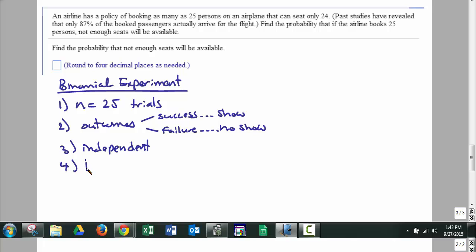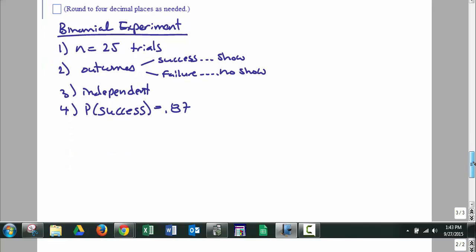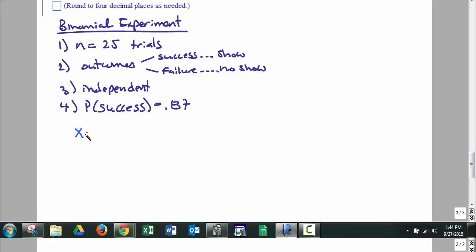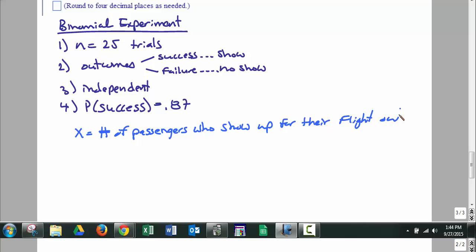And then we have the probability of a success. Remember, success means they show up. Here, 87% of passengers actually arrive for the flight, so that's 0.87. So I should be able to define my random variable x. X is equal to the number of passengers who show up for their flight out of the 25 that are booked.